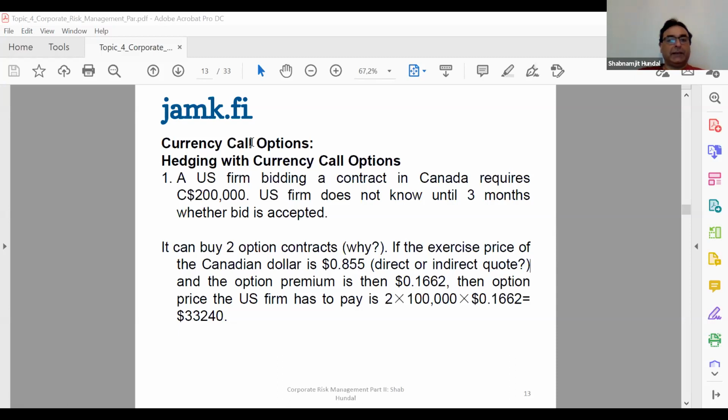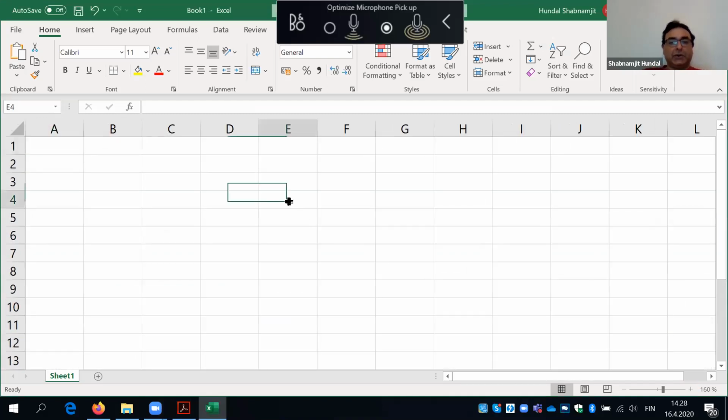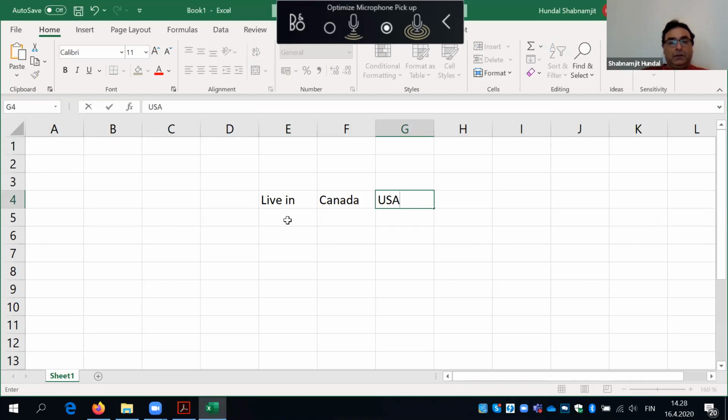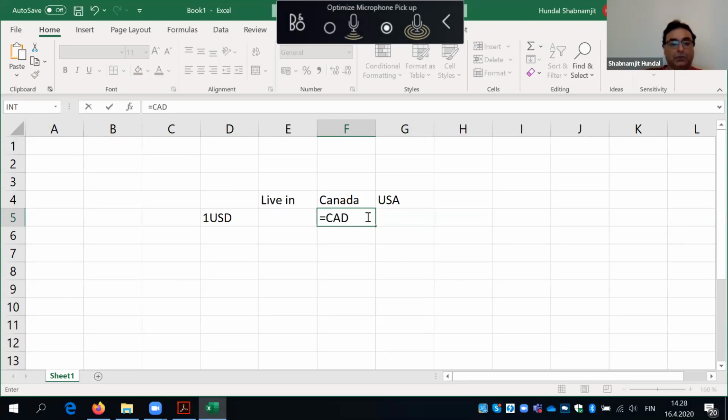Now share this empty spreadsheet. Let's say you live in Canada, and then you live in the US. If you live in Canada, then you always write 1 USD equal to, let's say, Canadian dollar 1.231.